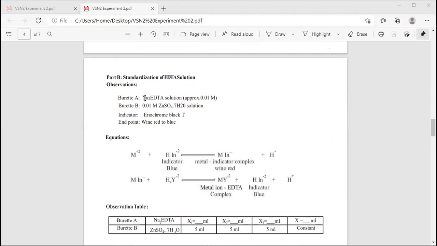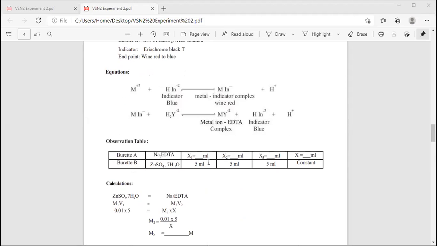In our burette A we have EDTA, burette B contains zinc sulfate which we have prepared. The indicator is Eriochrome Black T indicator and the end point is wine red to sky blue. This is the metal ion, this is the indicator, this is the metal ion indicator complex which is short lived and wine red. Then EDTA is added to this, you will get metal ion indicator EDTA complex which is longer lived and colorless here, but the indicator is recovered. The color of the indicator is sky blue, so hence the end point is wine red to sky blue.